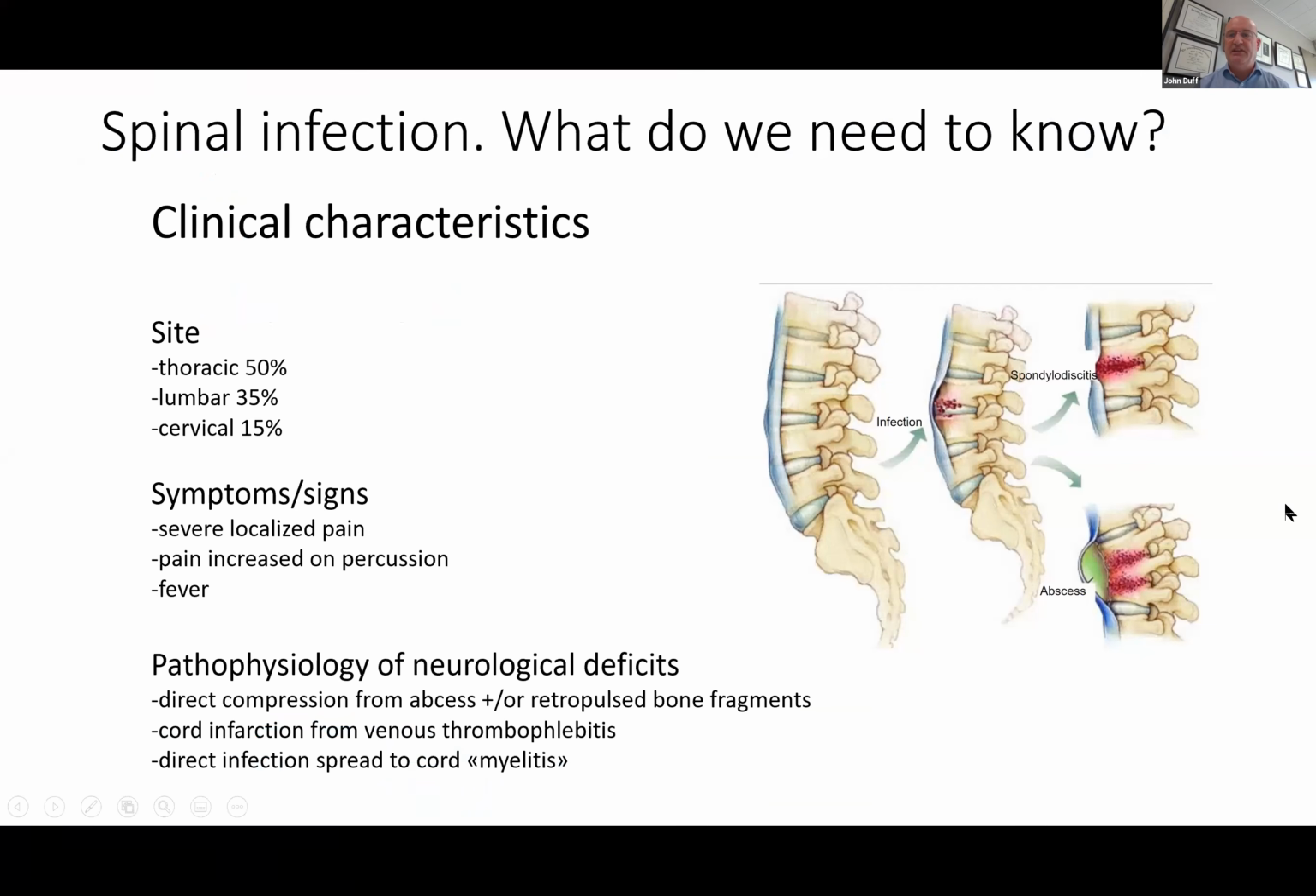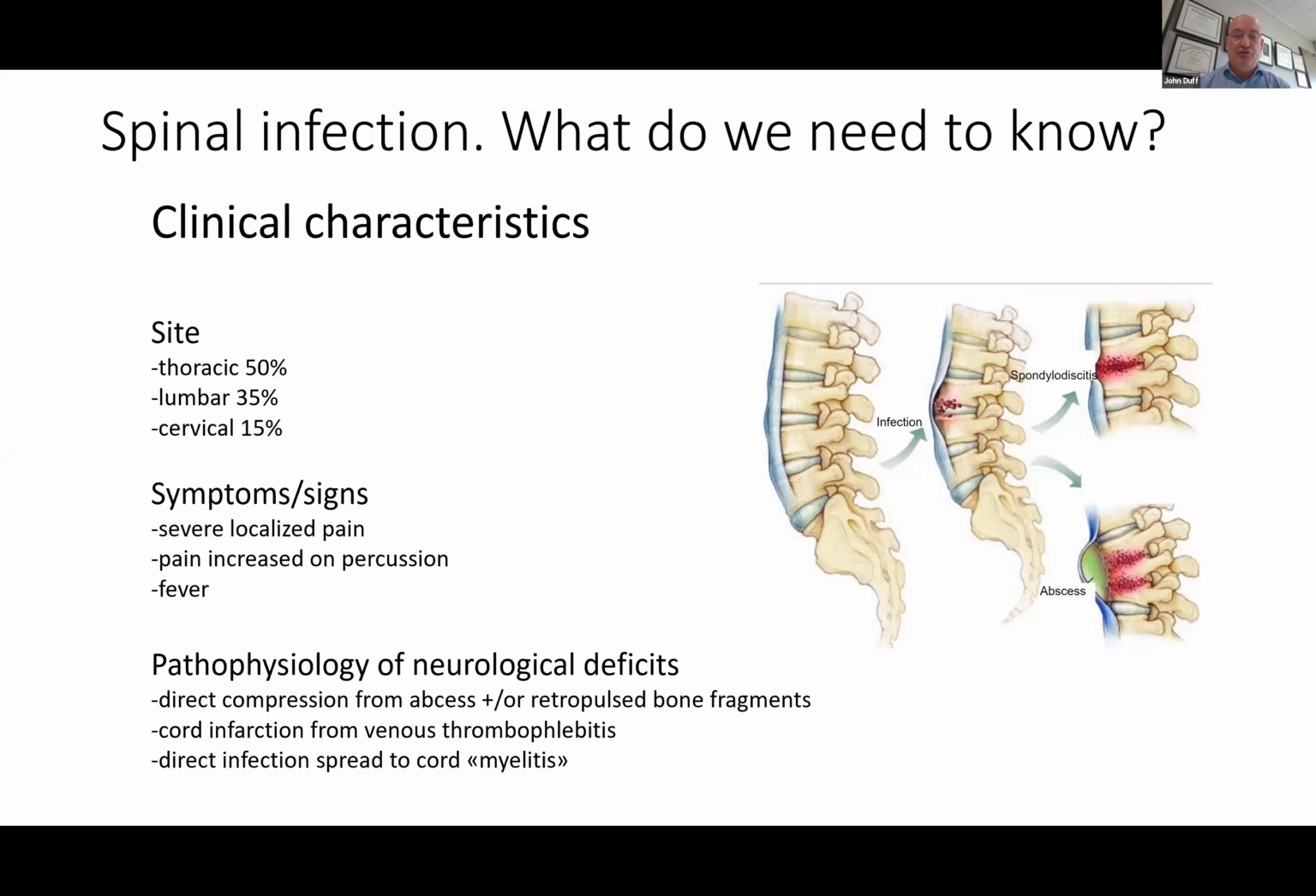If we start with the basic things we need to know, the clinical characteristics: this can happen anywhere in the spine. Obviously, for the reason of number of levels, it's more frequent in the thoracic spine, less so in the lumbar spine, and even less so in the cervical spine, but it can happen anywhere. The symptoms and the signs are classically severe localized pain. It's rarely a mild pain, it's often a severe pain. And characteristically, the pain is increased on percussion, so the patient can be exquisitely tender. And then they often have a high fever as well.